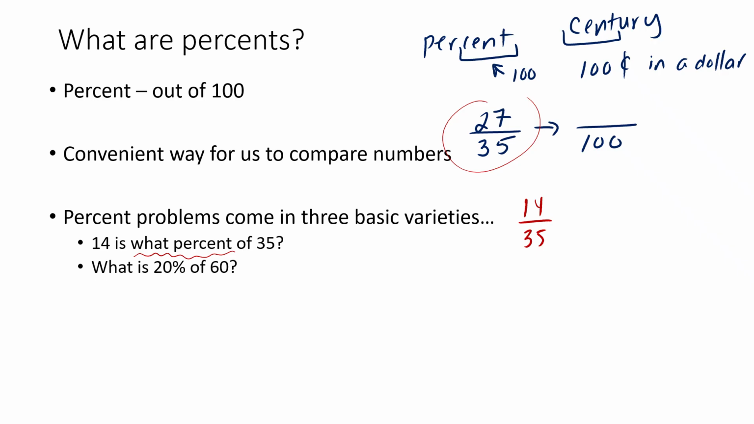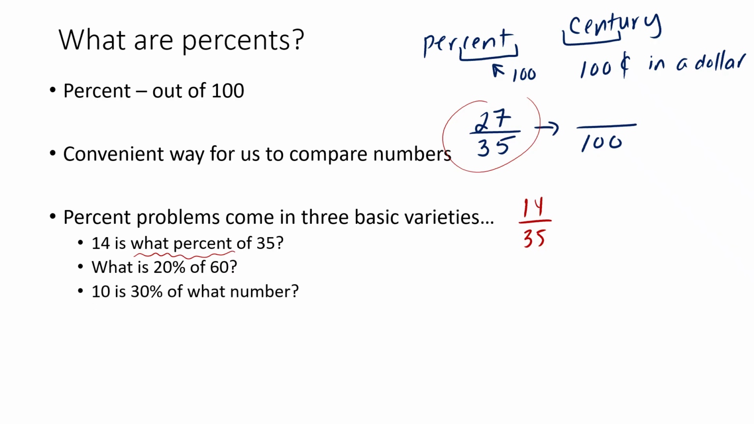Another version is what is 20% of 60? So you go into a store, there are signs everywhere that say 20% off, and you look at your shirt, your pair of jeans, whatever you're looking at, $60, 20% off. What is the 20% off? What is 20% of 60? What's your discount going to be?